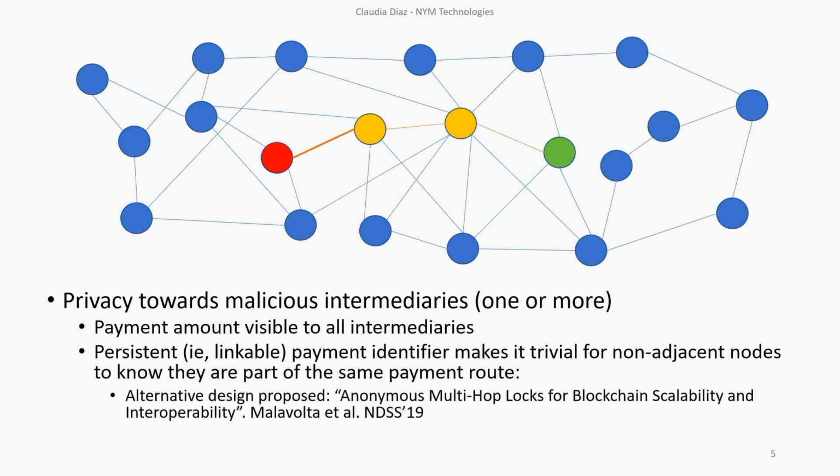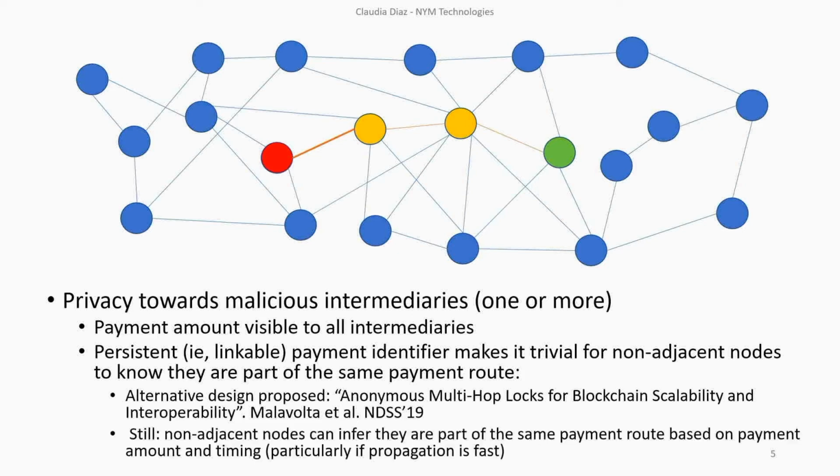Now, I heard that there is a proposal to use better crypto to blind this identifier such that this linkability is not there. However, and this is usually something with crypto, it solves the problem on the cryptographic layer, but what about side channels, right? So in this case, you could still use the timing and the amount of the transaction: if you have two nodes in the same route that are not adjacent, you might be able to correlate the payment based on timing and amount. And again, the faster it is, the easier it is to correlate, because the closer in time it is, the more information you have.